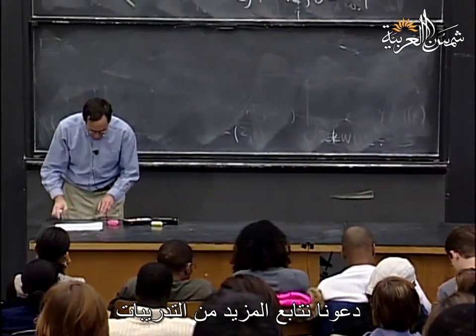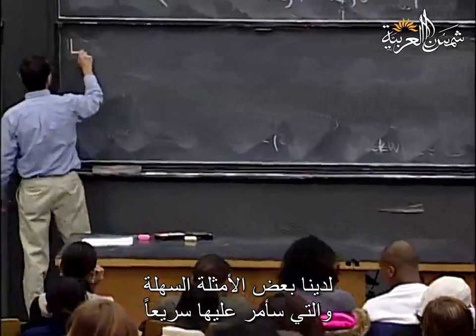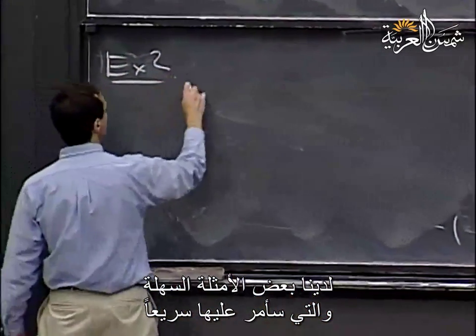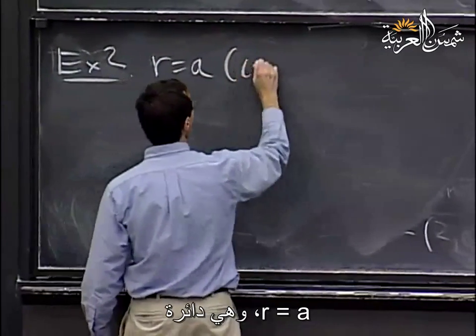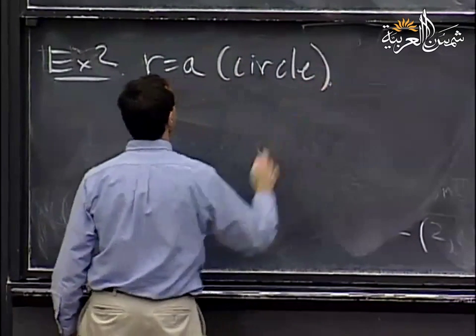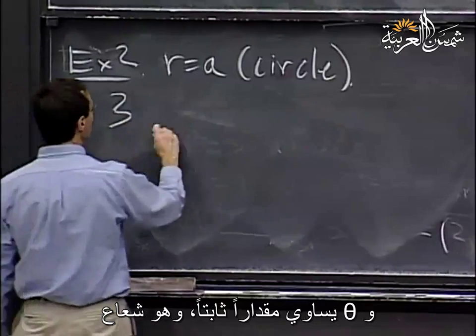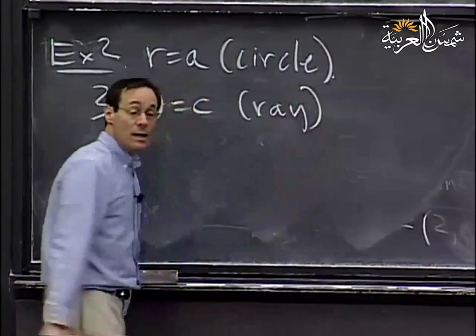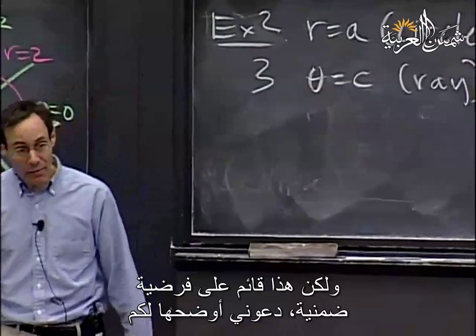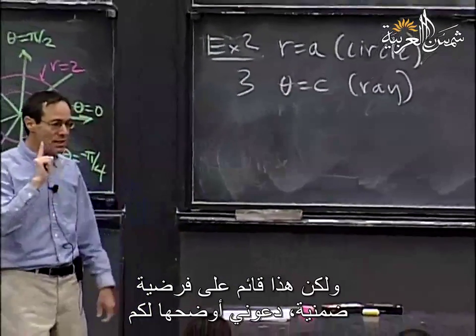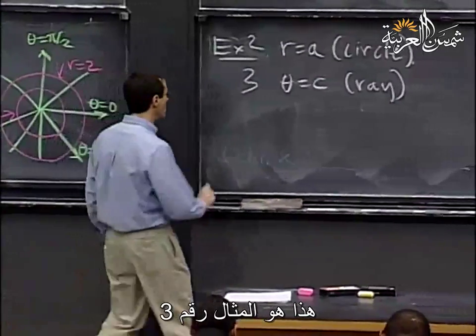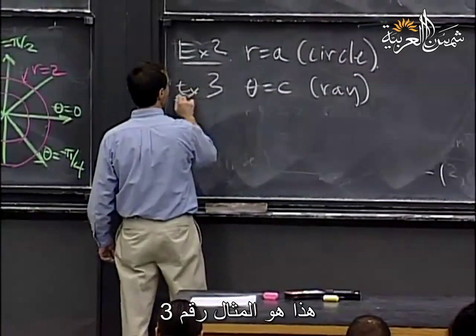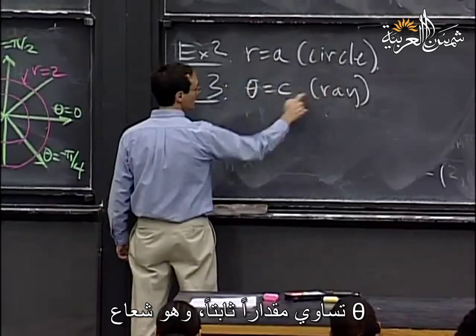Let's do a little bit more practice here. There are some easy examples, which I will run through very quickly. R equals a, we already know this is a circle. And theta equals a constant is a ray. However, this involves an implicit assumption, which I want to point out to you. So this is example 3. Theta equals a constant is a ray.